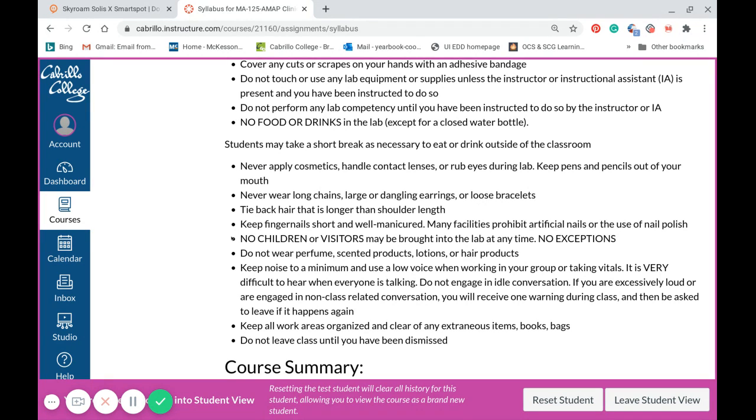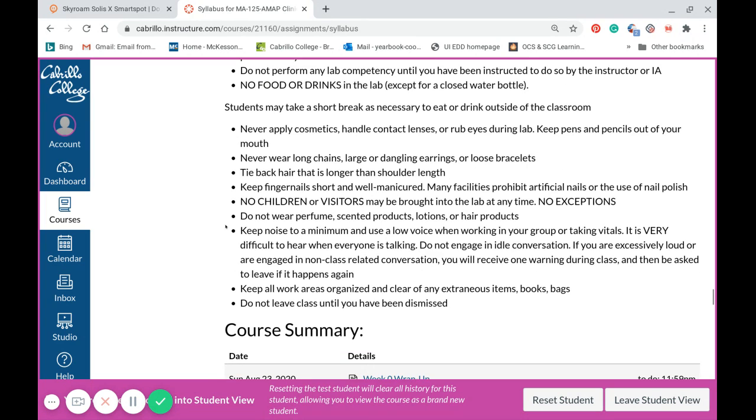No children, no visitors, nobody can come into the lab with you ever at any time. And there's no exceptions to that. It's a huge safety issue. We talked about this earlier. No perfume, scented products, lotions, or scented hair products.